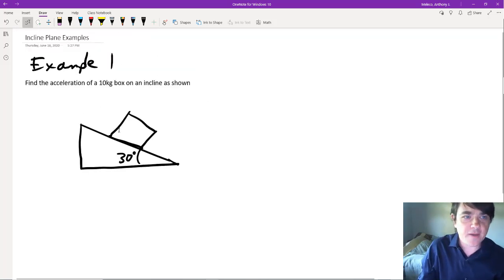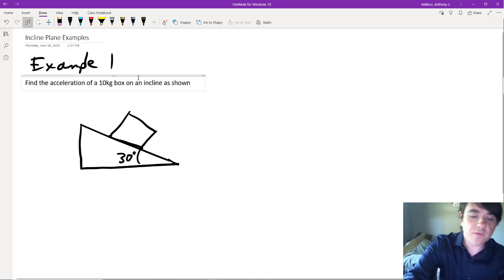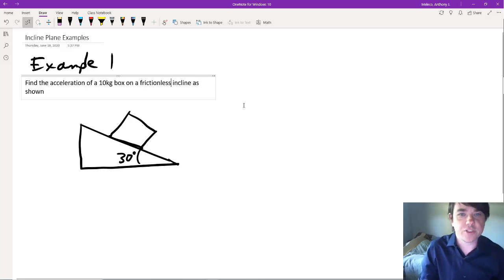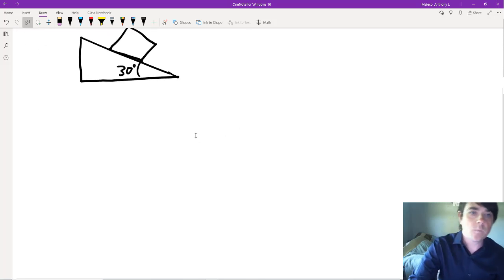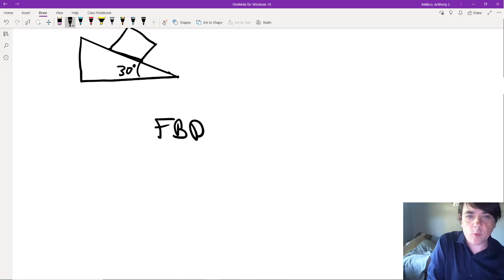So here we have a box on an inclined plane, and as you can see, this box is going to slide down. Okay, this is a frictionless system. We still haven't done friction examples. We'll do those soon. But we want to find the acceleration of a 10 kilogram box on a frictionless incline as shown. So the first thing we need to do, like we always do, is go through and do the free body diagram.